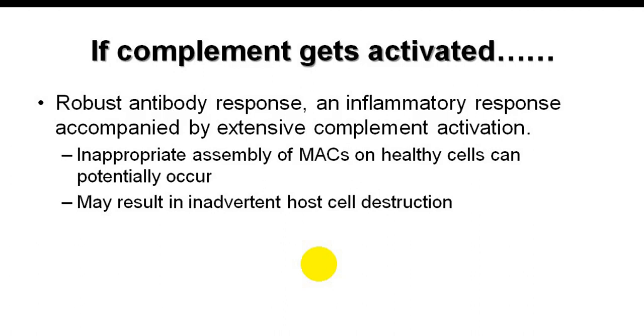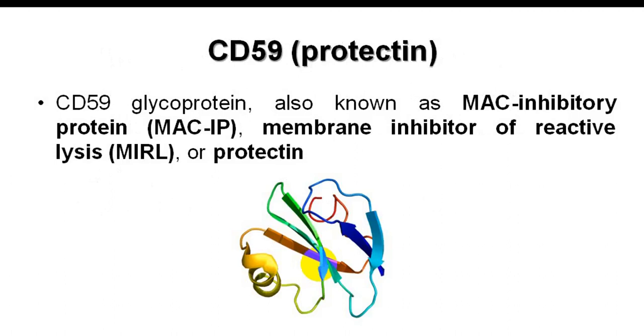We have already seen three levels: the C1 inhibitor level, the decay accelerating factor level, and the level of factor I. Now we will see the last step, that is, at the level of membrane attack complex, and then some of the latest research at the level of the anaphylatoxins. So what is CD59? Many of your textbooks don't explain what CD59 is, so I thought I should give some brief idea of CD59. CD59, or cluster of differentiation 59, is given another name, protectin.